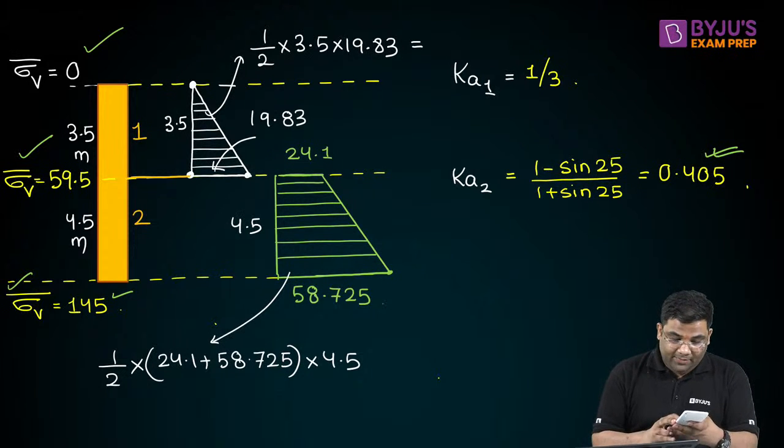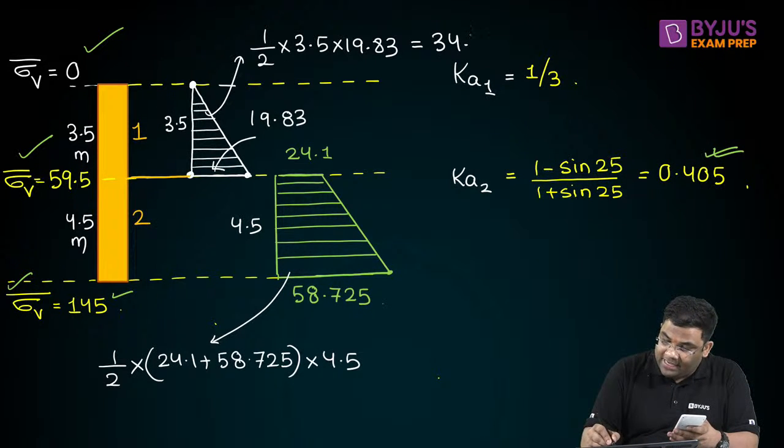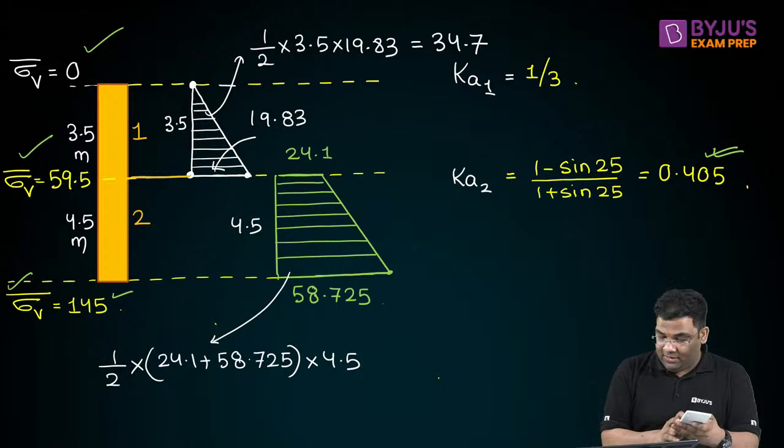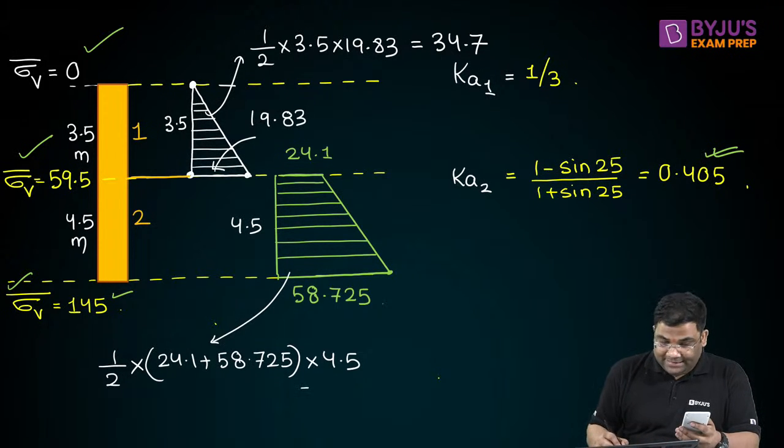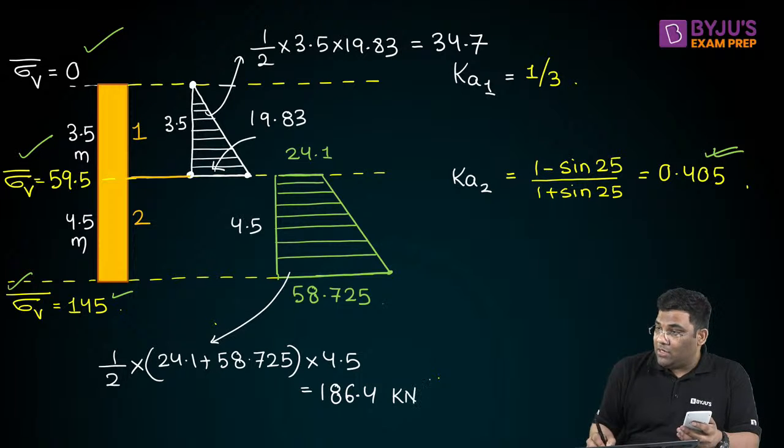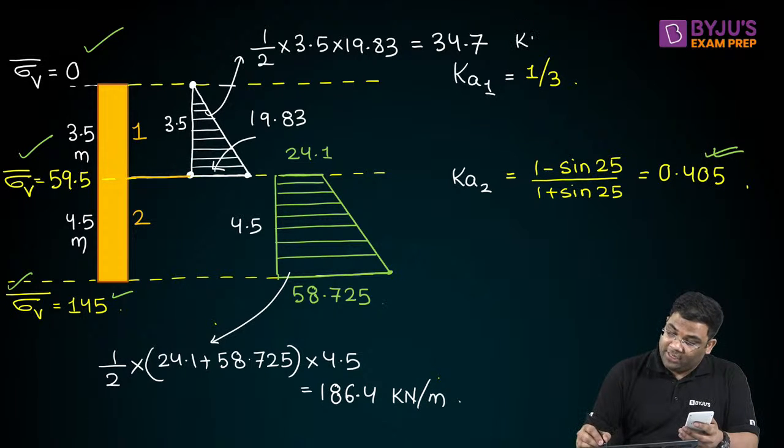First one I am getting 19.83 into 3.5 divided by 2. I am getting a value of 34.7. Roughly I can take 34.7. And the second one, you can do some approximations also: 58.725 plus 24.1 divided by 2, into 4.5. I am getting a value of 186.4. You can round it up. So now Prem has found correctly, others also can find out.